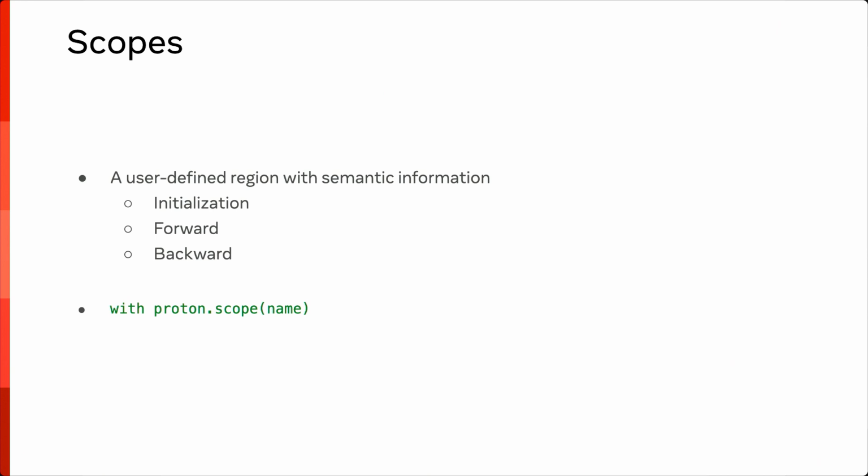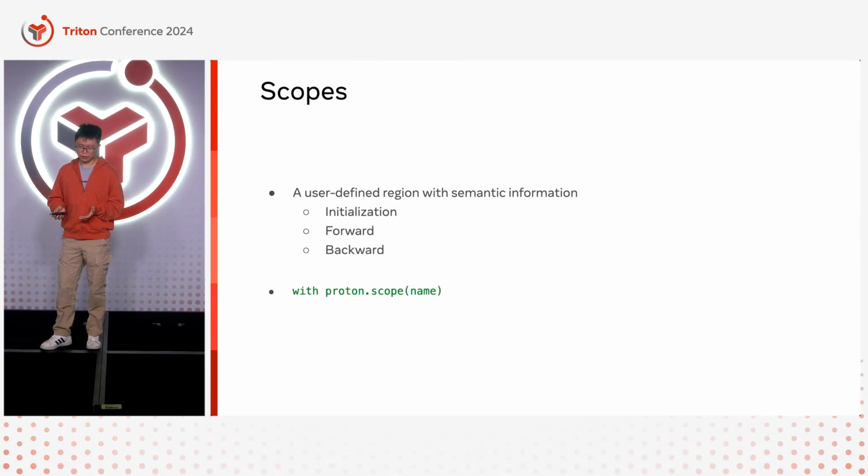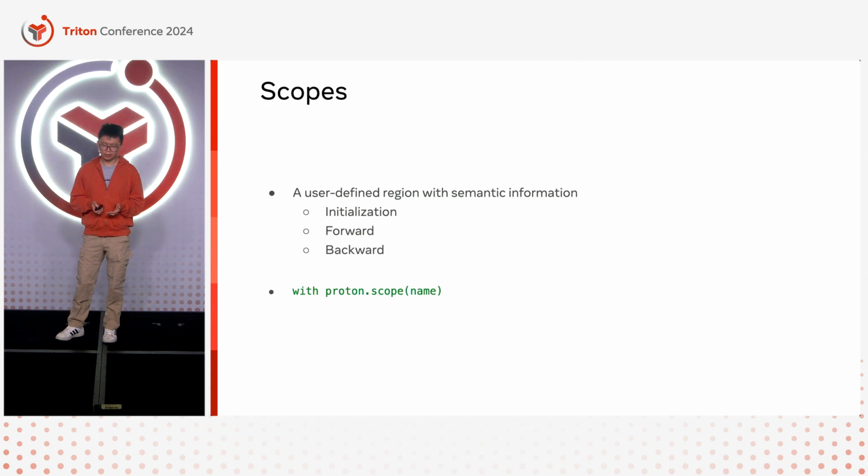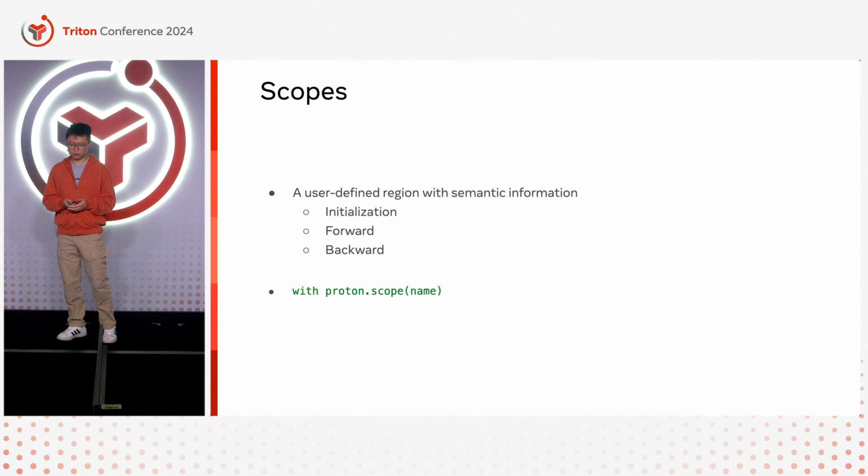The next functionality in Proton I want to introduce is scope, which gives you the ability to define user-defined regions with semantic information, which could be arbitrary names like initialization, forward, backward, whatever. And the usage is quite simple. It's just like a context manager. You can use it like with proton.scope, with the argument being the scope name.